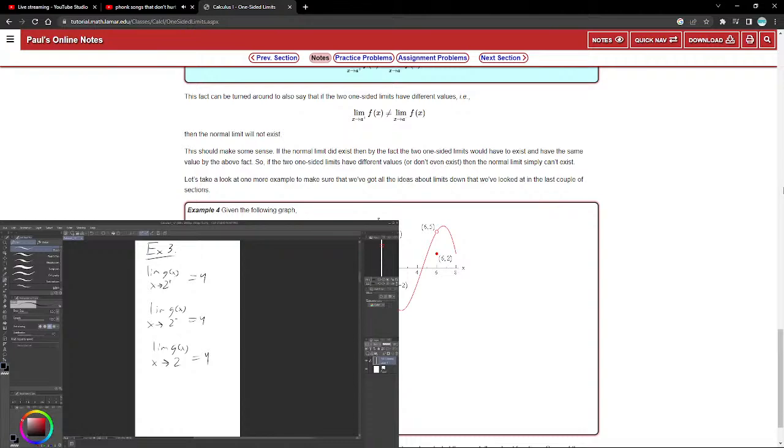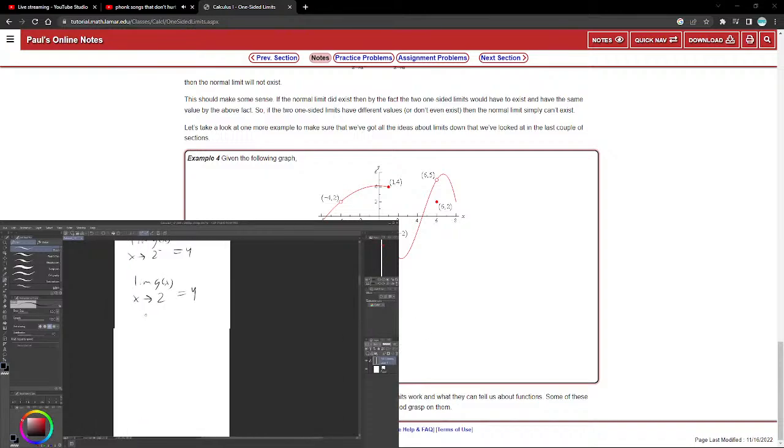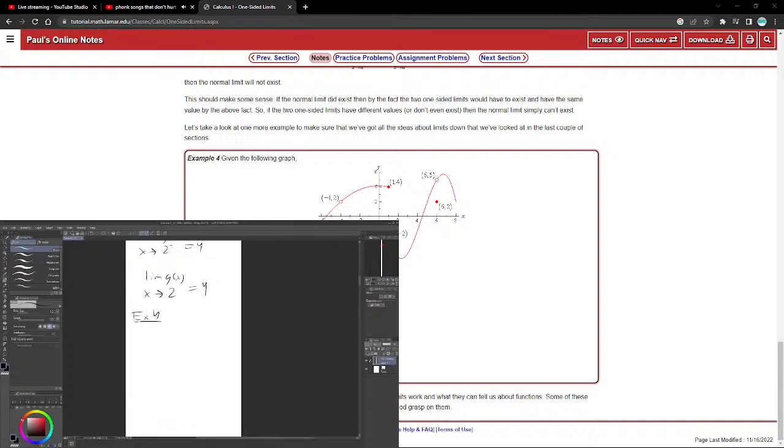Let's take a look at one more example to make sure we've got all the ideas about limits down that we've looked at in the last couple sections. Oh, that's a lot of letters. Okay. This is example 4. So A. Compute each of the following. F of negative 4. It's 2. Oh wait, no, it's undefined because there's a hole.